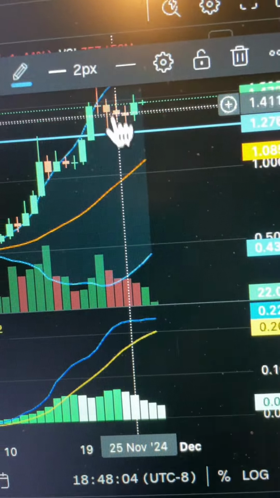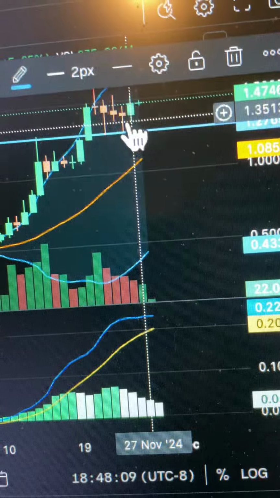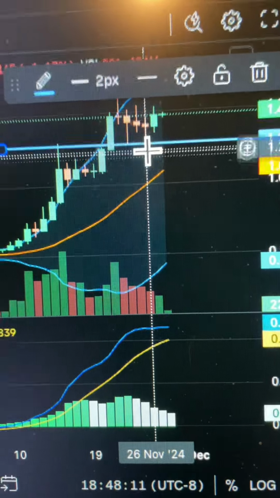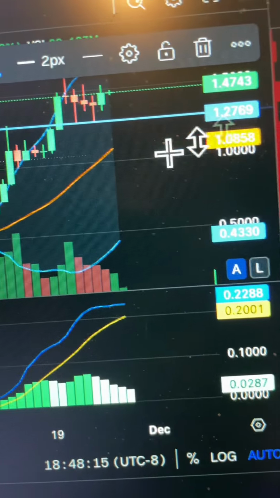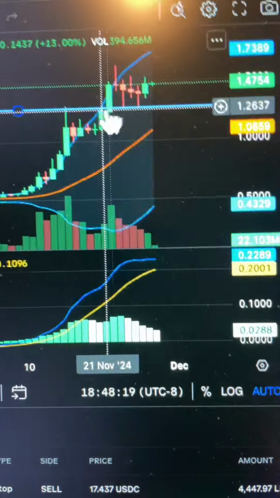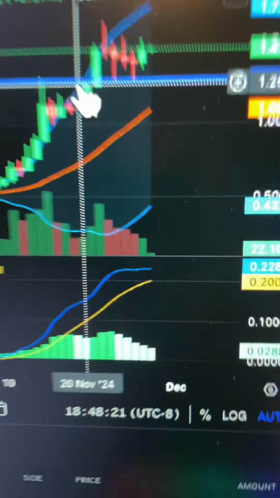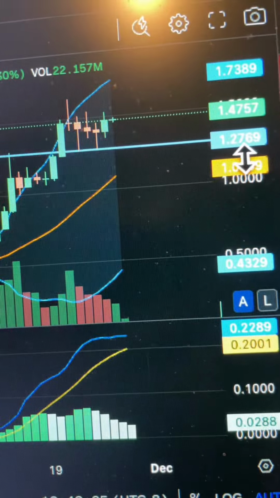At 1.27, they tried to sell it off, got sucked right back up. Tried to sell it off again, got sucked right back up. So the buyers were stepping in, meaning the buyers are in control as long as this thing holds 1.27. So if you're buying XRP right now at 1.47, it would be a good trade practice to set a stop loss at that 1.27 level.